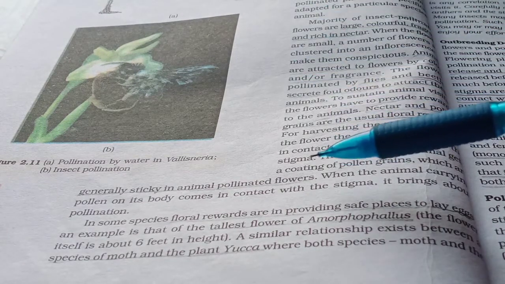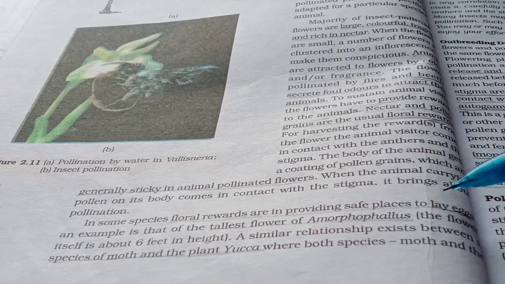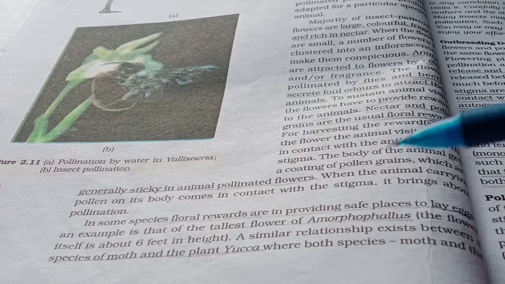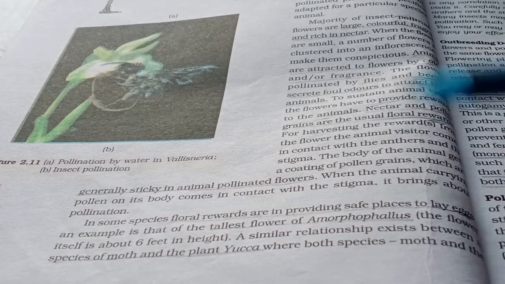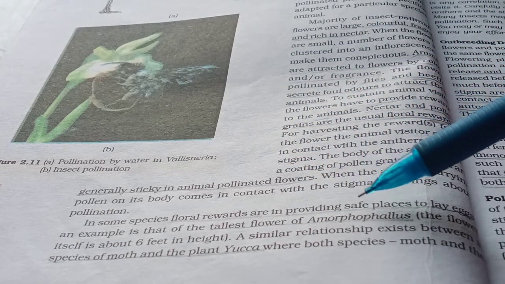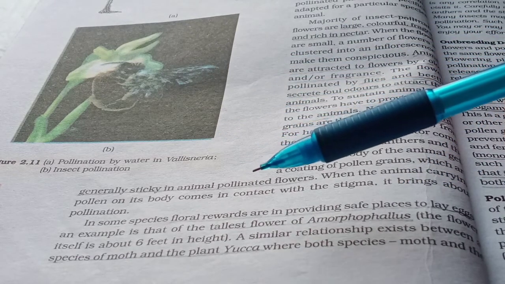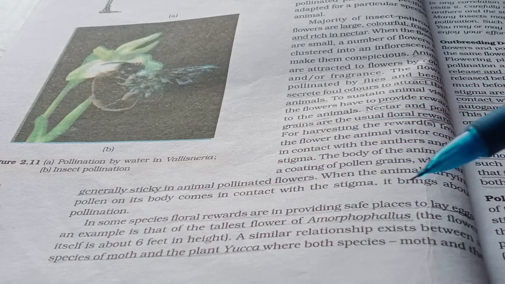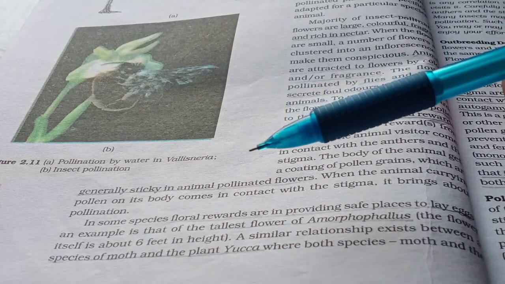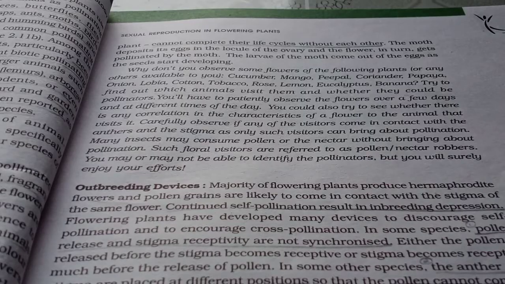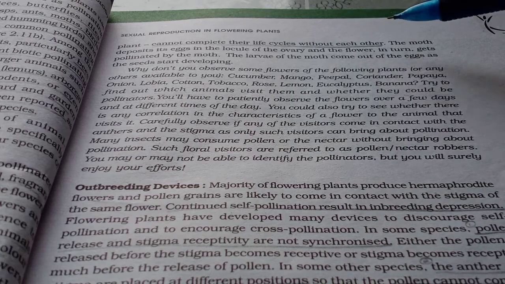In some species, floral rewards are in providing safe places to lay eggs. The floral rewards might not be nectar and pollen grains, but can also be providing safe places to lay eggs. An example is that of the tallest flower of Amorphophallus. The flower itself is about 6 feet in height. A similar relationship exists between a species of moth and the plant yucca, where both species, moth and the plant, cannot complete their life cycle without each other.